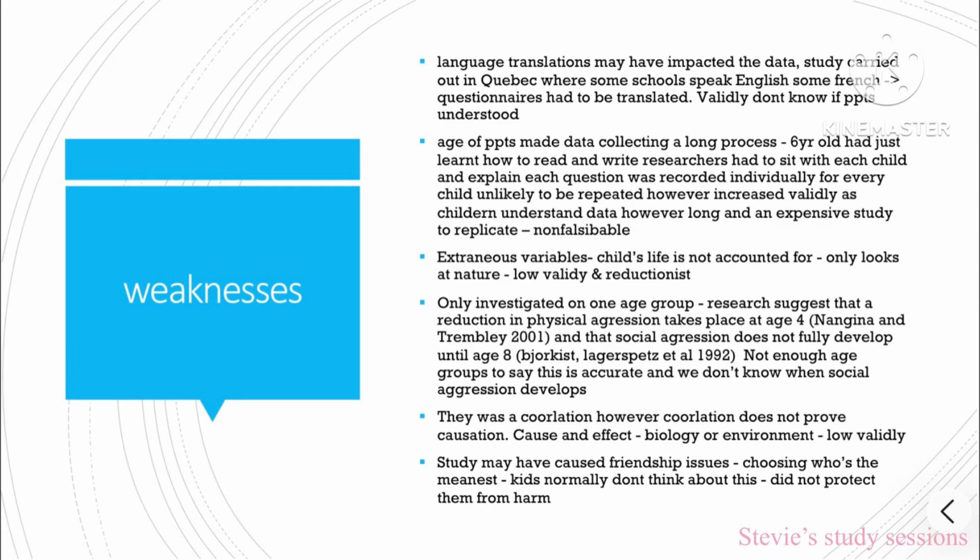The study was carried out in Quebec, where some schools speak French and some schools speak English. The questionnaires had to be translated. We don't know if the participants actually understood. This impacts validity. The age of participants made data collecting a long process. 6-year-olds had just learned how to read and write, and researchers had to sit with the children and explain each question and make sure that the data was recorded.